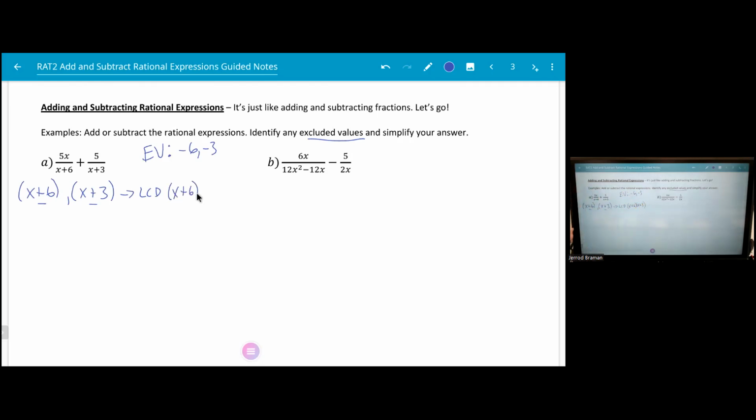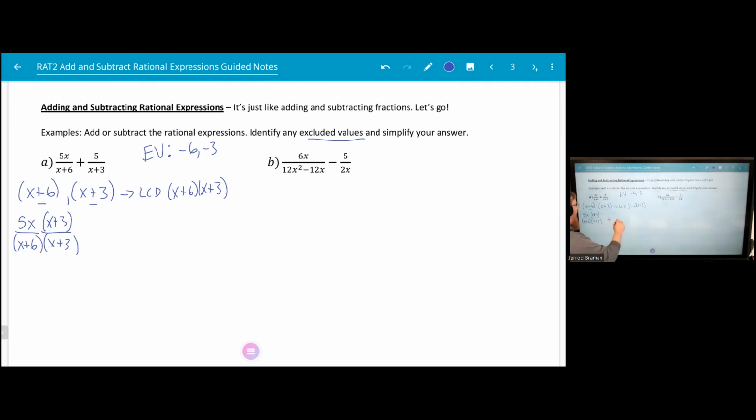So in my first rational expression, I've got 5x divided by x plus 6, and I have to get a denominator of x plus 6 times x plus 3. So what do I got to do? I just got to multiply the numerator and denominator by x plus 3. X plus 3, x plus 3. And this is just, again, multiplying by a fancy version of 1. This first expression ends up being, you know what? We'll do that in a second.